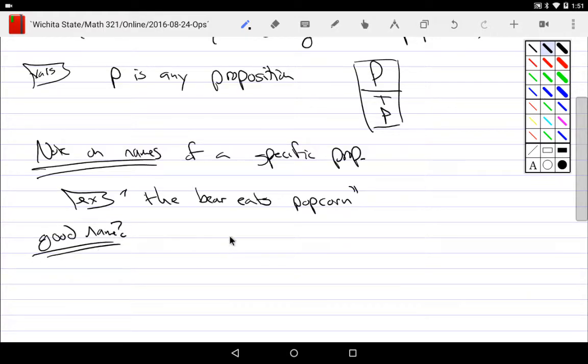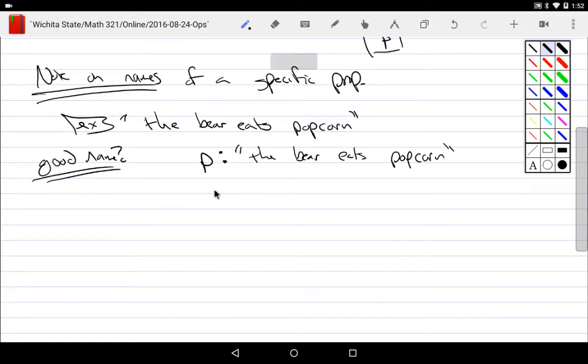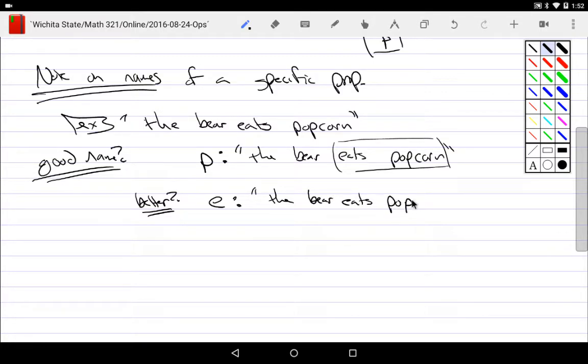Now, typically the book will just simply use P, Qs, and Rs. It will do things like, okay, P denotes the bear eats popcorn, right? That's kind of how the book does it. On the other hand, it might be better to rather say, well, what matters? The bear is the object, but really what we're talking about is eating popcorn, right? And so maybe it would be better to say simply, E denotes the bear eats popcorn. Because the E represents this idea of the eating, and so I'm thinking of eating popcorn when I see the E. And so maybe it'd be better to pick a good variable name that's associated with the predicate, what this is going to be true or false about, eating popcorn.